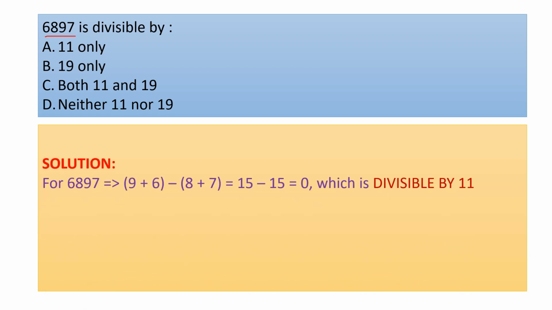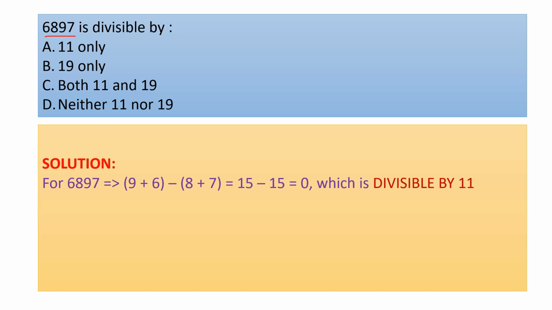So we know the divisibility by 11 rule. For the given number to be divisible by 11, we have to find the sum of the digits at the odd places and the sum of the digits at the even places. Then we have to find the difference of the two values. Then the difference should be either 0 or it should be a number which is divisible by 11.